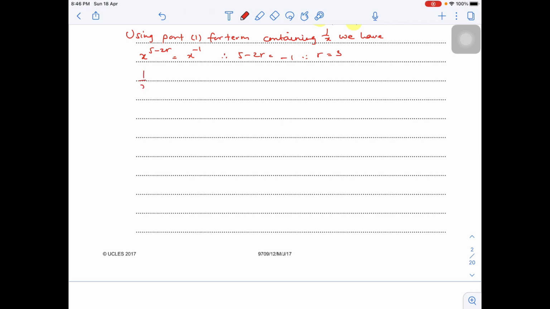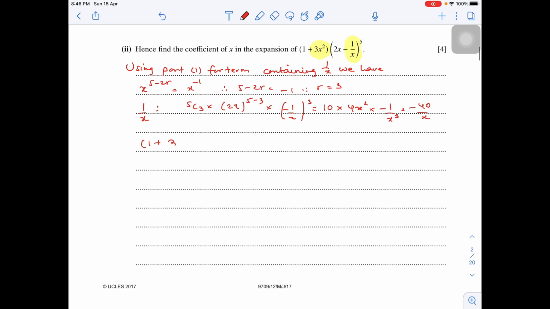So the term containing 1 over x is 5C3, then (2x) to the power 5 minus 3, (negative 1 over x) to the power 3. 10 times 4x squared times negative 1 over x cubed, which is negative 40 over x.